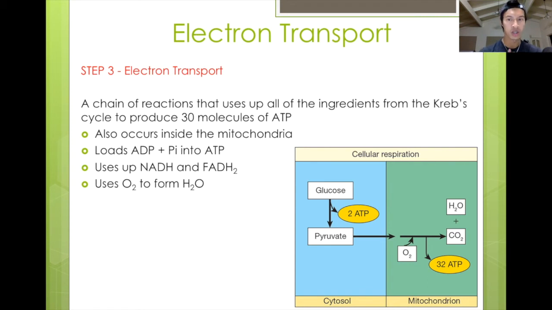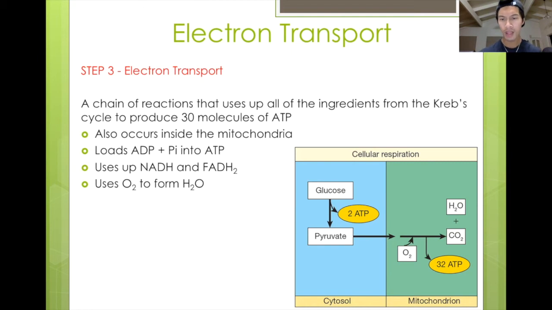It is a chain of reactions that begins to use up all of the ingredients that were produced in the Krebs cycle. And so this is where the bulk of your ATP is produced, around about 30 molecules of ATP in this particular stage. It also occurs in the mitochondria, and it loads adenosine diphosphate with inorganic phosphate to form adenosine triphosphate. And then it uses up all of the remaining NADH and FADH2, and it also uses the oxygen in order to form H2O, which is why the process of cellular respiration requires oxygen, and your body and my body need oxygen in order to get the energy that we need.